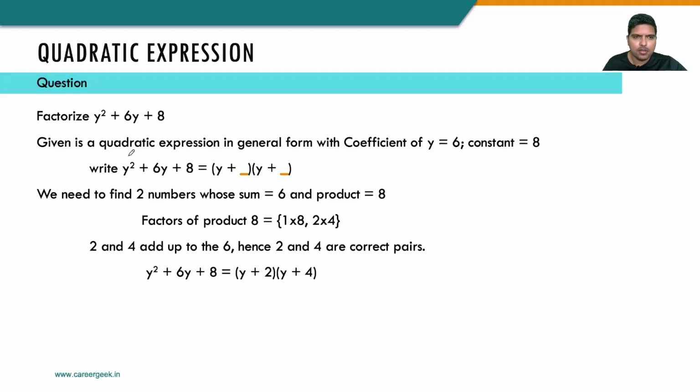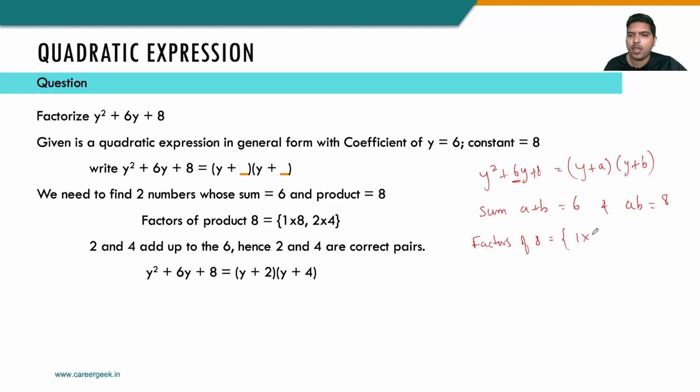Okay, so y square plus 6y plus 8. We can write this as y plus something. You can say y plus a and y plus b, doesn't matter. The sum of a and b is going to be 6 and the product of a and b is going to be 8. So we'll write the factors of 8. What are the factors of 8? 1 multiplied by 8, 2 multiplied by 4.